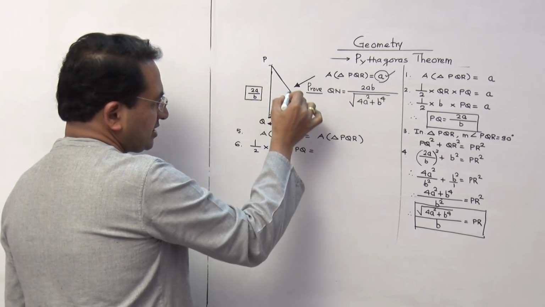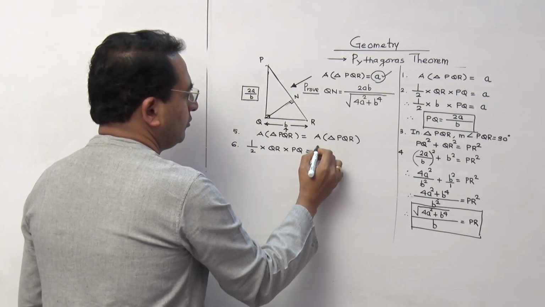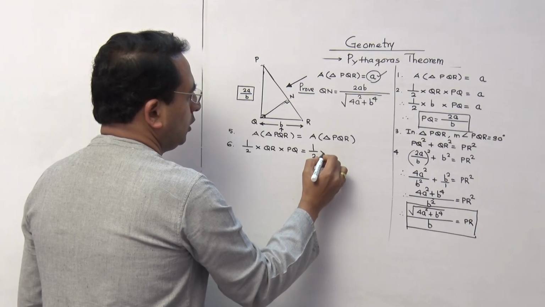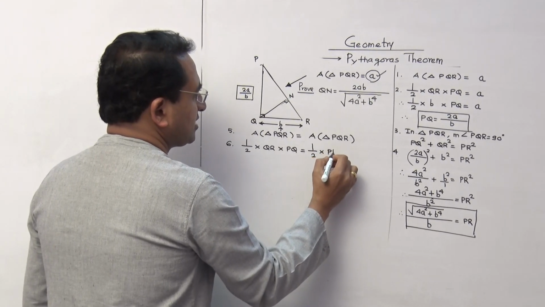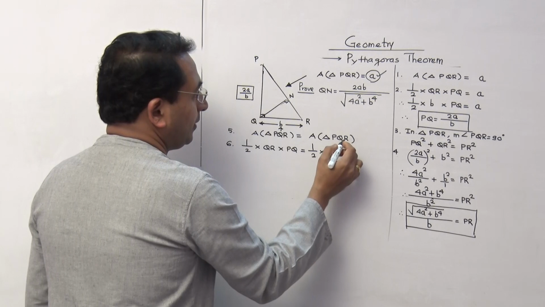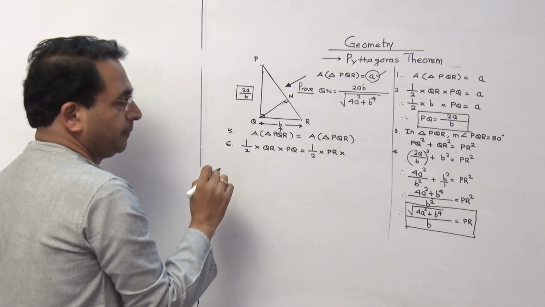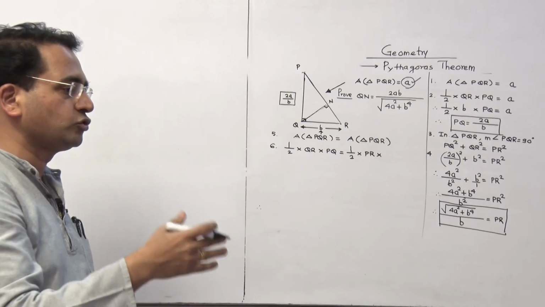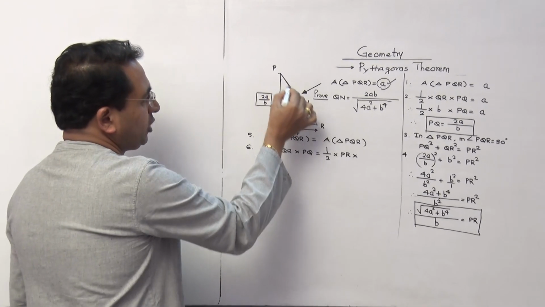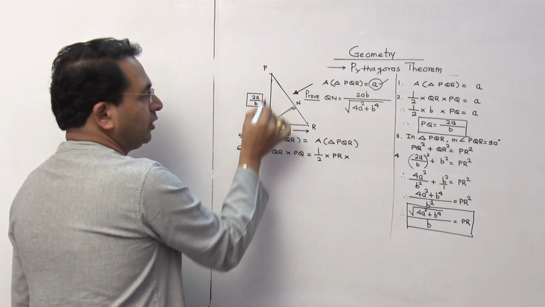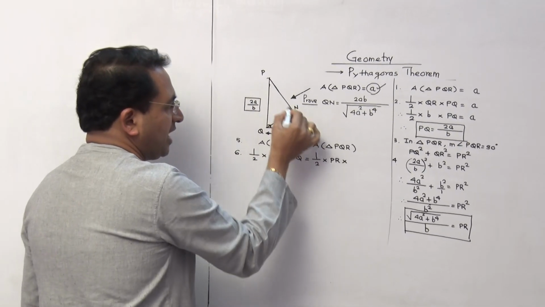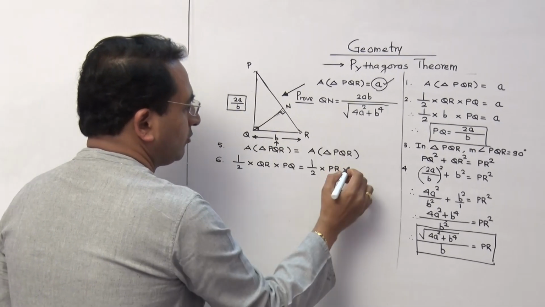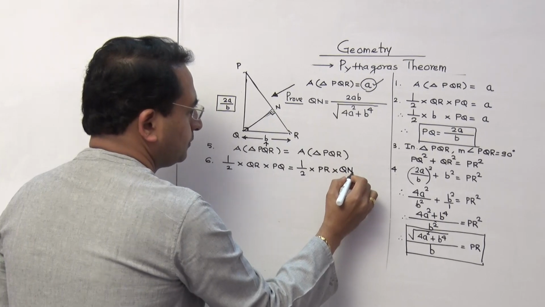So the base is going to be this PR. So I can write 1 upon 2 multiplied by base, that is PR, and multiplied by height. Now height changes because height is always considered with reference to the base. The base is PQ, so height is not PQ here. The base is PR, so height is QN. So I am writing QN here.